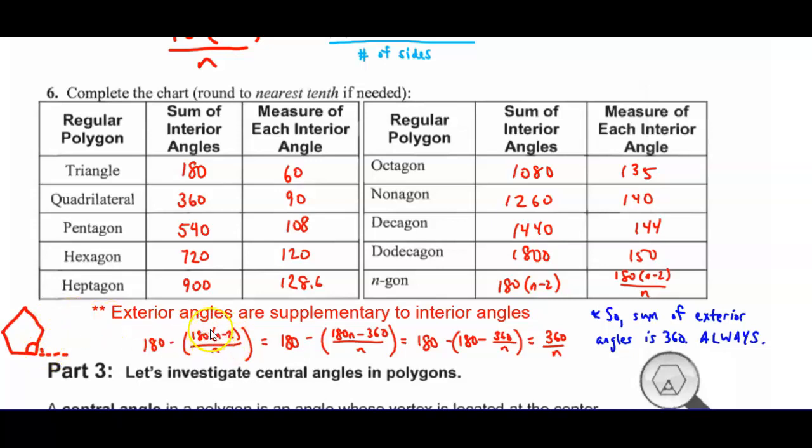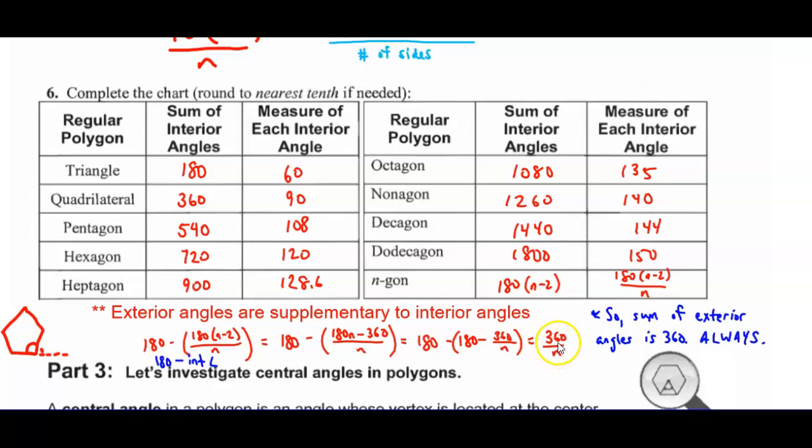If I know that a single interior angle on a regular polygon is this formula we just developed, 180 times n minus 2 divided by n, and exterior angles are supplementary, each exterior angle would be 180 minus the interior angle. So that's another way to write this, is 180 minus the interior angle. So I'm replacing the interior angle with its formula. If I do some simplification here, first distributing the numerator, and then dividing both parts of that numerator by n, then subtracting the 180s and distributing that minus, I get 360 over n.